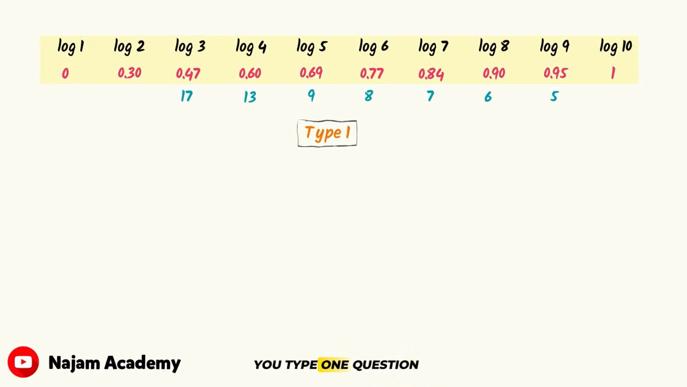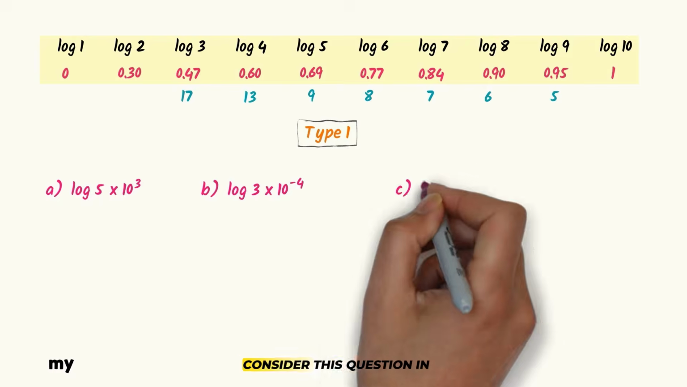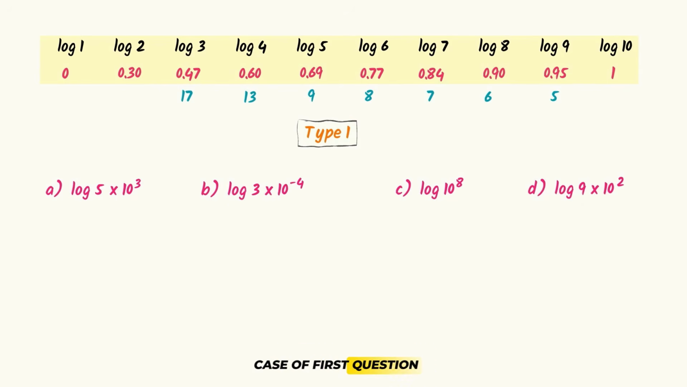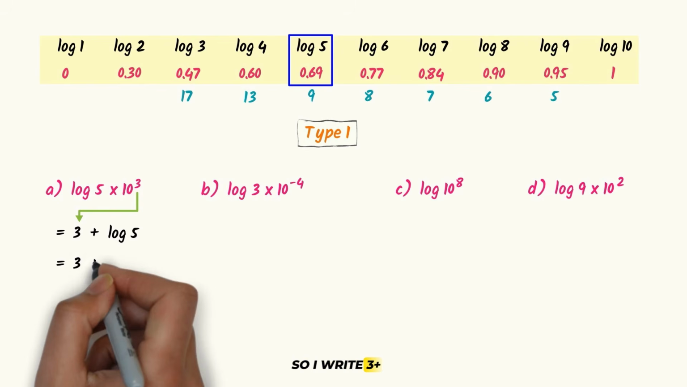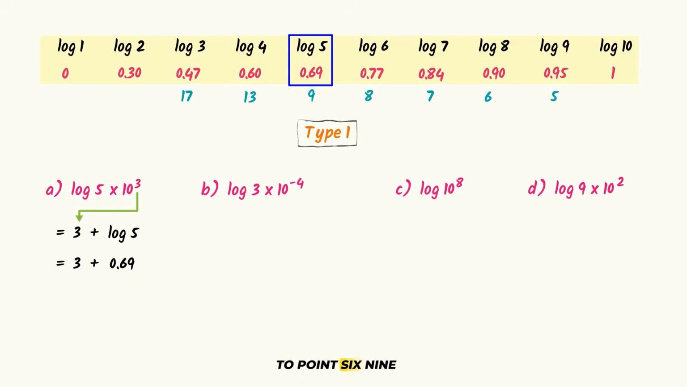Now, I will teach you type 1 question. For example, consider these questions. In case of the first question, we can see that this 3 is the power. I take the power and I write it here. I put a plus sign. The remaining part is log 5. According to the log table, log 5 is equal to 0.69. So I write 3 plus 0.69. After addition, I get 3.69. Thus log 5 into 10 raised to the power 3 is equal to 3.69.